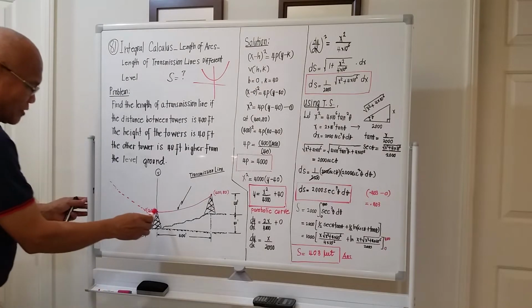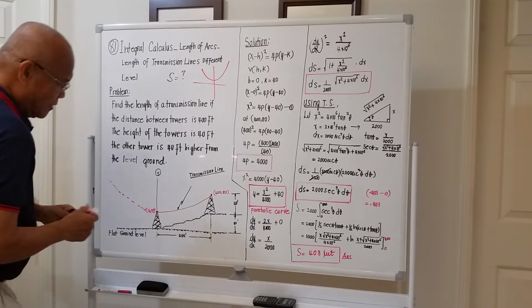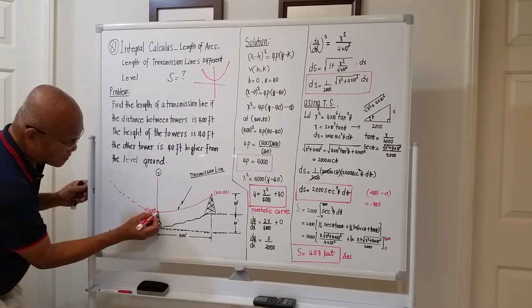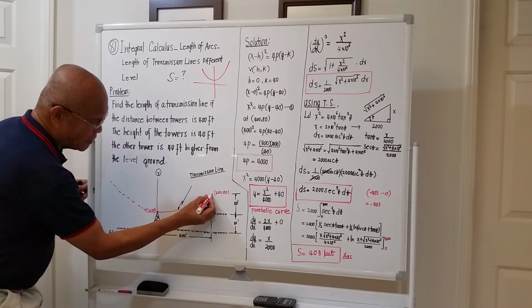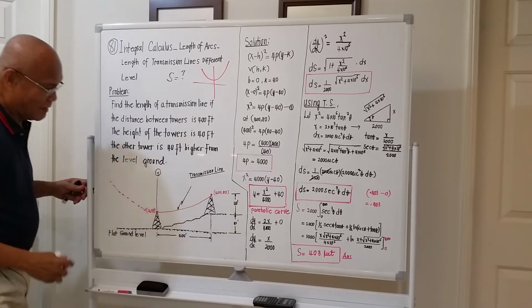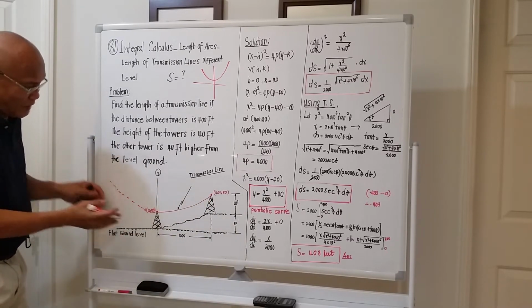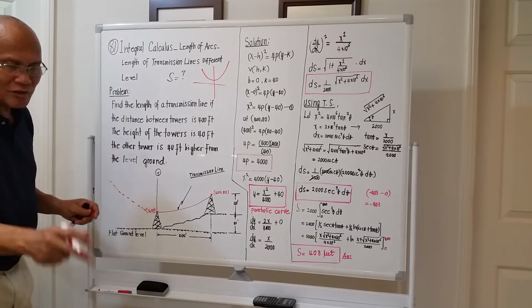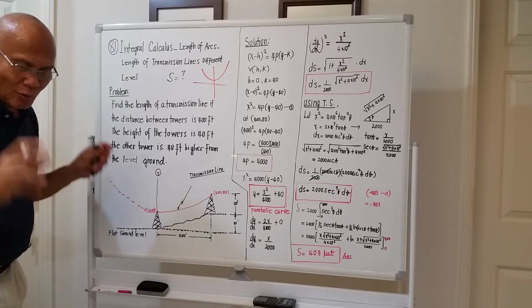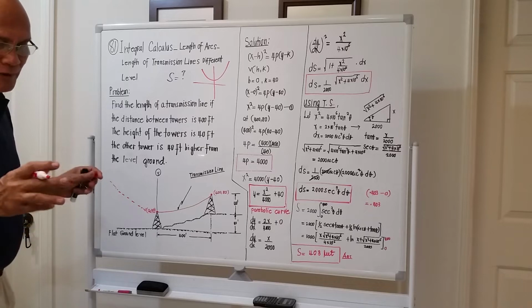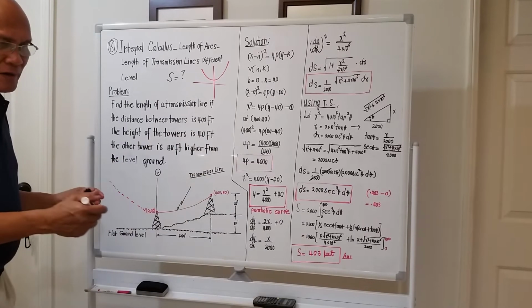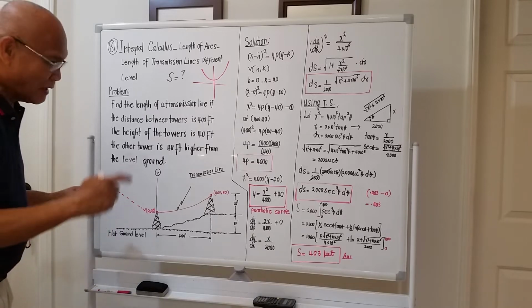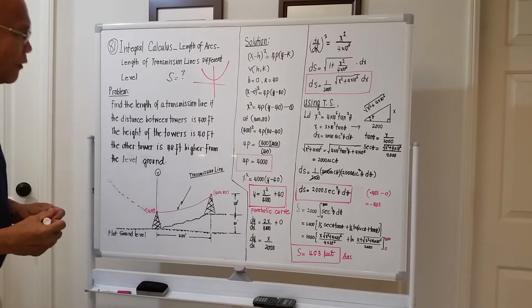So if this is half of the parabola, this should be the location of the vertex. Okay? And this point here is at the other end of the transmission line. We don't have any transmission line here. I just projected it for us to visualize that the curve of the transmission line acts like a parabola. Okay, let's proceed.